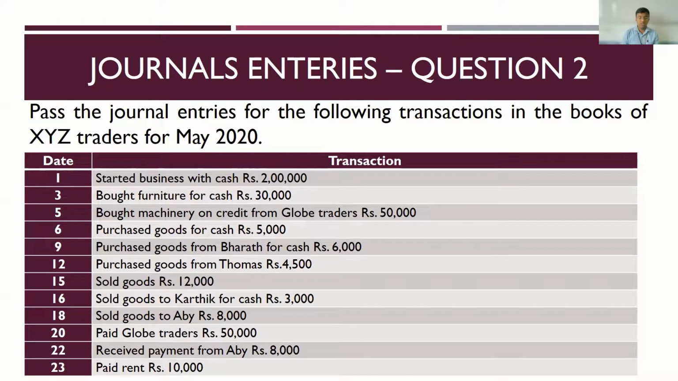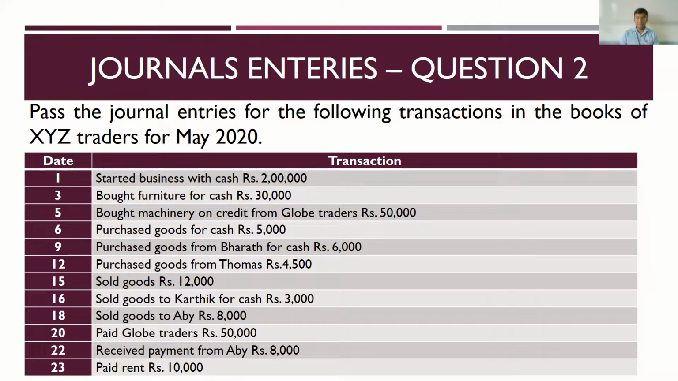15th, sold goods rupees 12,000. So here it is a cash sale. 16th, sold goods to Karthik for cash. Since it is explicitly highlighted, we know that it is a cash sale. 18th, sold goods to AB. In this case, it is not highlighted that the transaction is for cash, so it is understood to be a credit sale, which means you're giving goods to AB right now and AB will be making the payment later.